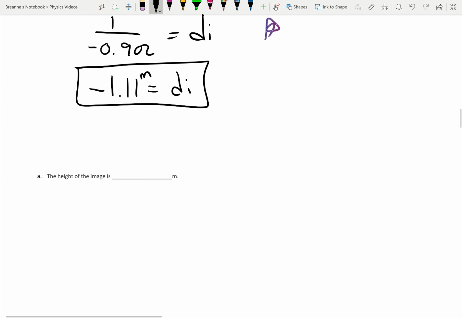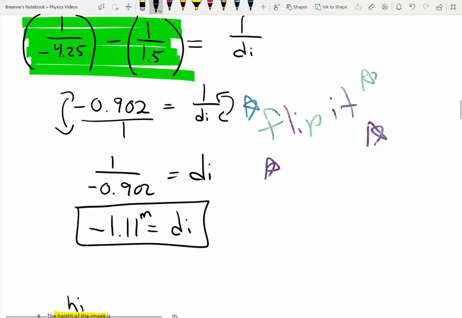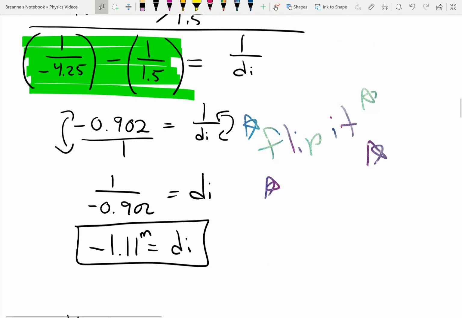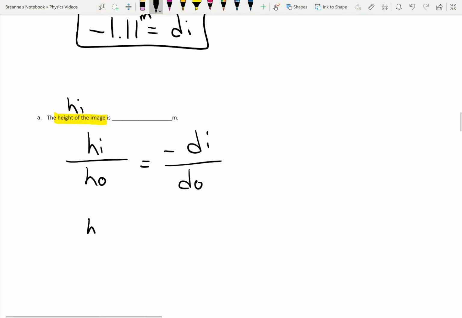So our equation for height is hi over ho equals negative di over do. I'm going to highlight. So what this is, height of the image. So that becomes our di. Our hi, height of the image, that's what we're looking for. But we have our ho. Our ho is 1.68. So we're looking for hi.